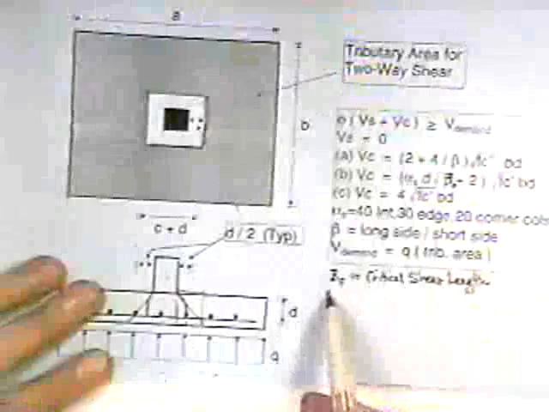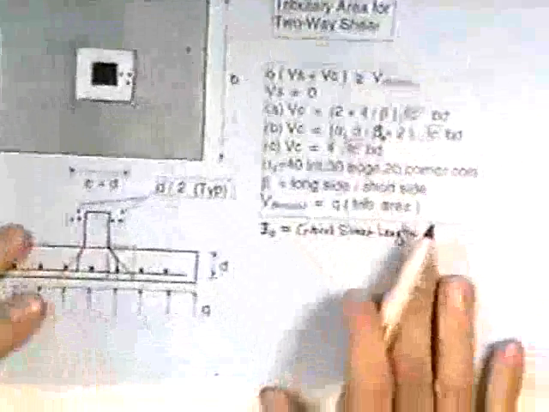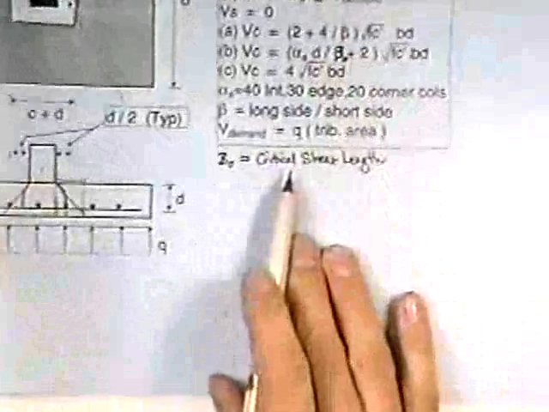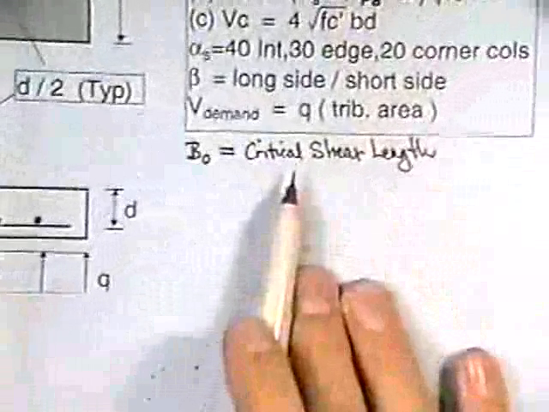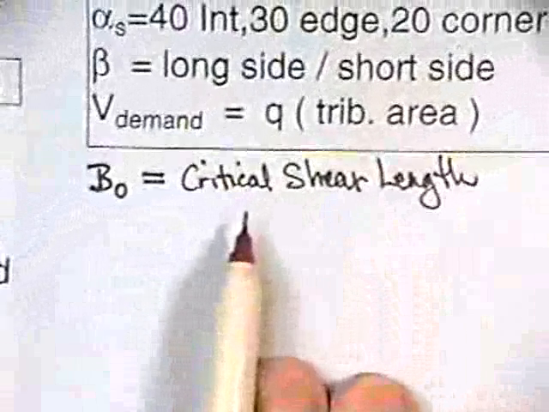Capital B0. Lee, why don't you zoom in on this? Okay. Go more. You guys see that?